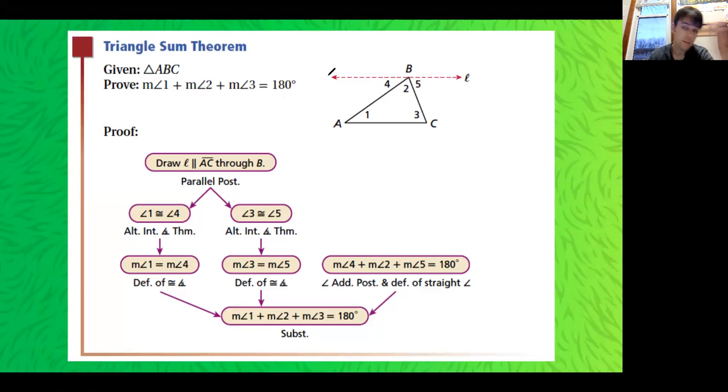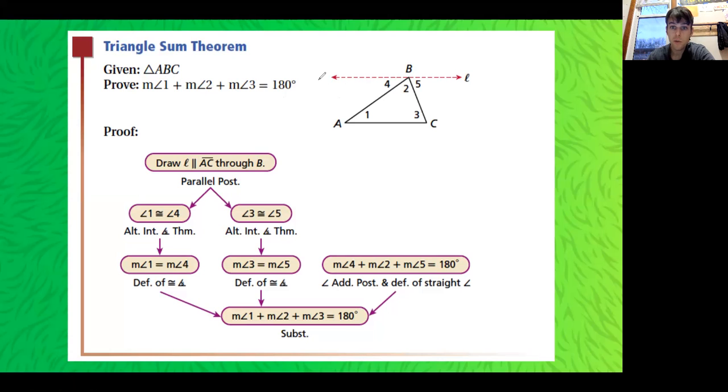The key to this is kind of what I was mentioning before. There's a postulate in geometry that says we can always draw a line that is parallel to another line through a given point. So we're going to try to show that the measures of these three angles, 1, 2, and 3, all add up to 180.